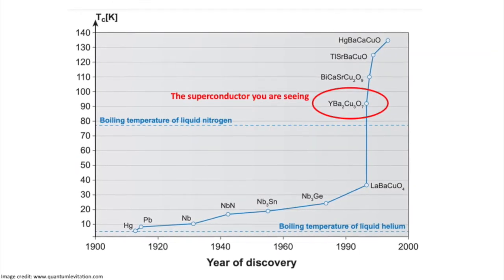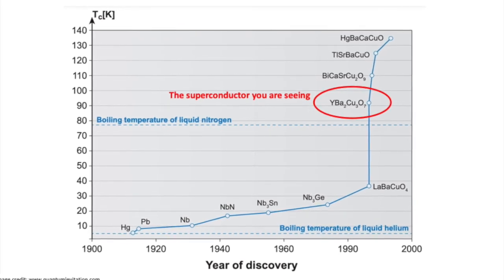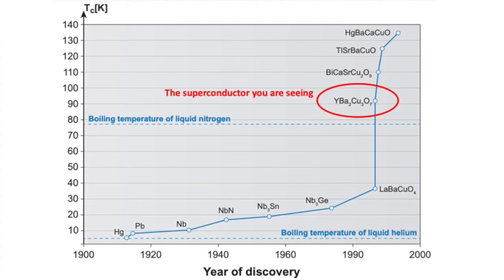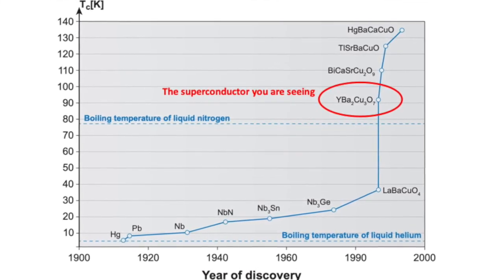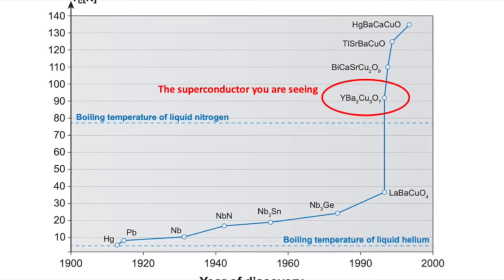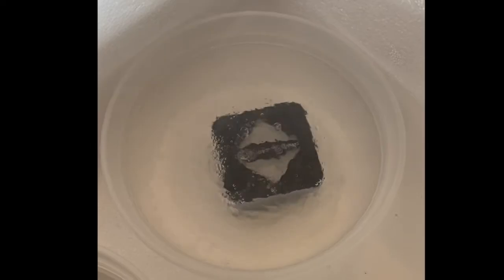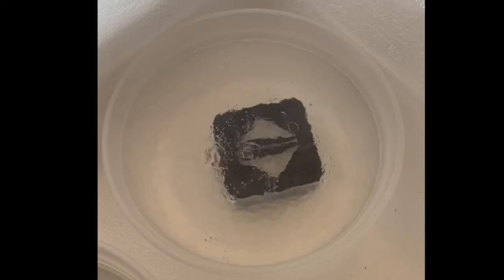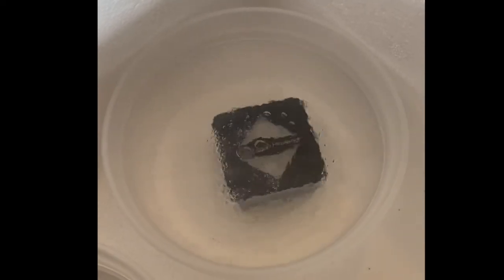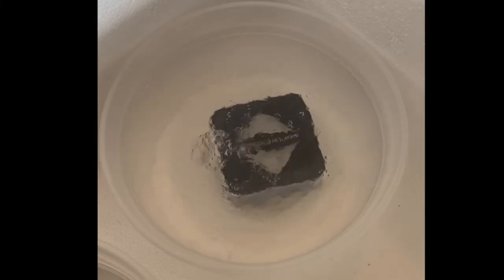For the past 100 years, physicists have been searching for materials that can superconduct at much higher temperatures. The superconductor that you've been looking at has a critical temperature around 100 Kelvin, which is luckily a little bit above the temperature of liquid nitrogen. So all of the experiments that you see in this video start with the superconductor sitting in boiling liquid nitrogen, like you see here.